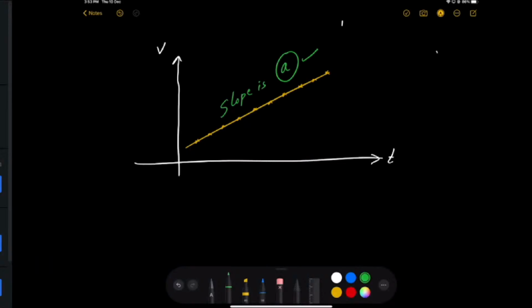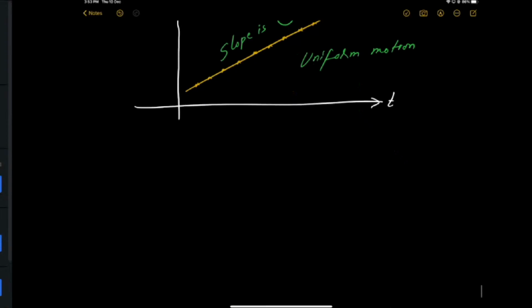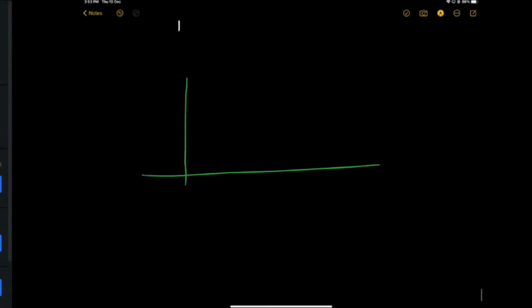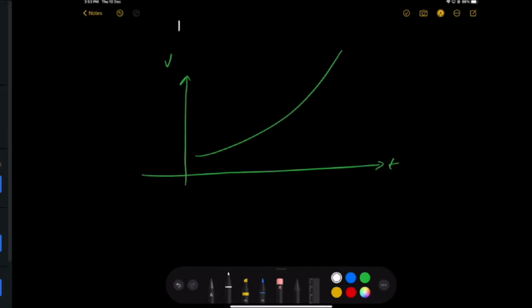That means this is uniform motion. Now next, what if the slope of the velocity-time graph is not constant? For example, if the curve is like this, what is the slope now? The slope is changing, it is increasing, right? So slope is variable. But what is slope? Slope is acceleration, right?